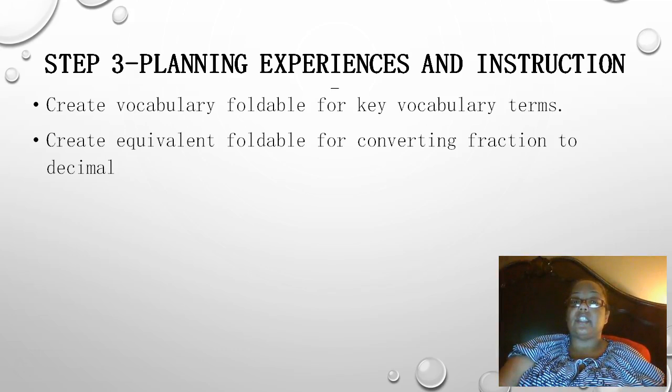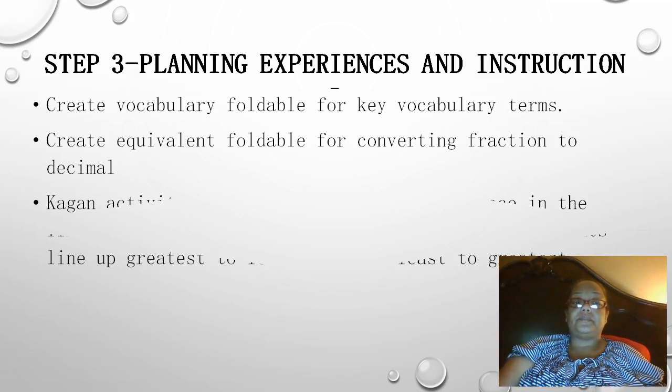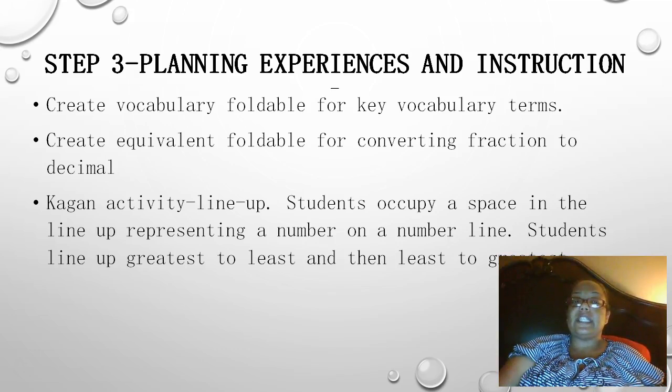Another foldable is an equivalent foldable for converting fractions to decimals, which will help them with money and doing keying activities. One activity is called the lineup, and students build a human number line, and they have to, according to whatever number they have, line up and establish the number order, going from greatest to least or least to greatest. Now these are the 3 steps in the backwards design.